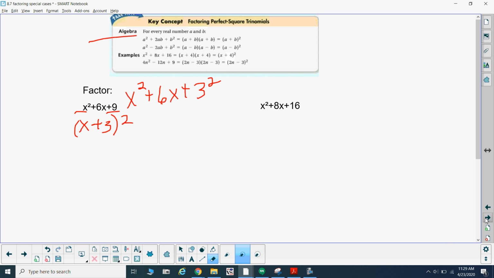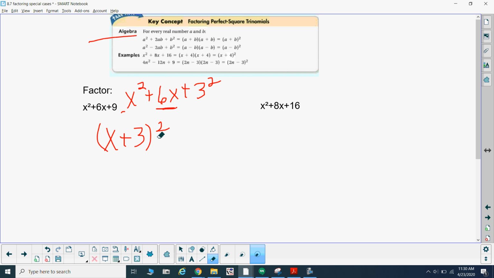And I said that the way you can check it is if the second term is the square root of the first thing times the square root of the last thing times 2. And this is 2 times x times 3, which is 6x. So that is what the middle ended up being. So I know that would factor into, like I said, x plus 3 quantity squared.